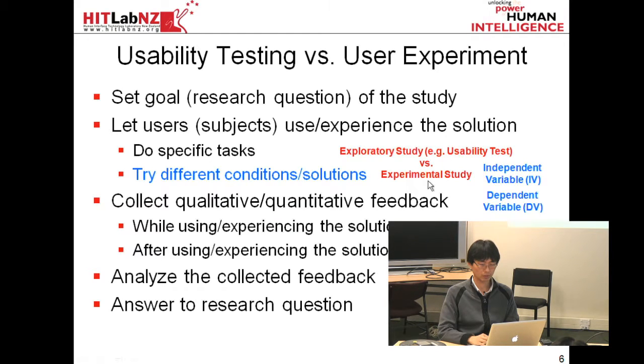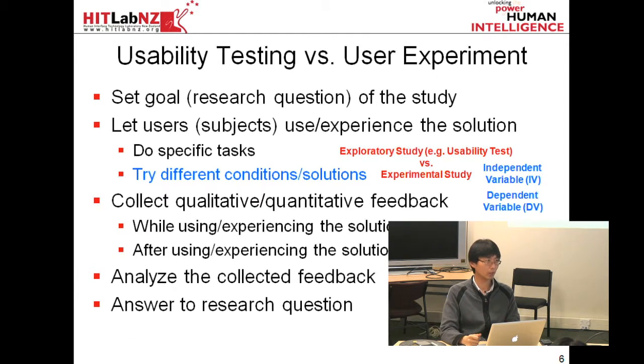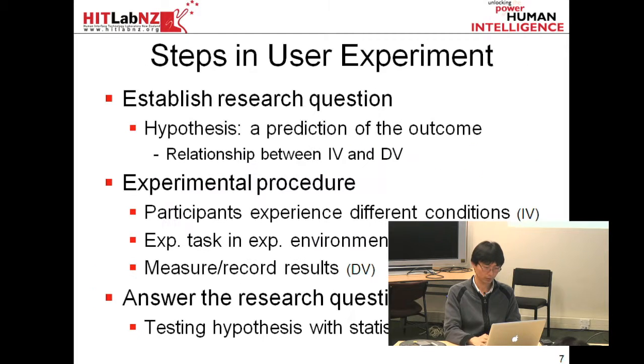And that condition itself is in some way called the independent variable. And the collected feedback is called the dependent variable. So in essence, the difference between the usability testing and the user experiment is whether you have multiple conditions or not. Okay. So when you write up your thesis, if you run a user study that has only one condition, then you cannot really say it was an experiment. You can say it was a user study or usability testing, but you cannot say it was a user experiment if you didn't have two conditions that you compared different settings.